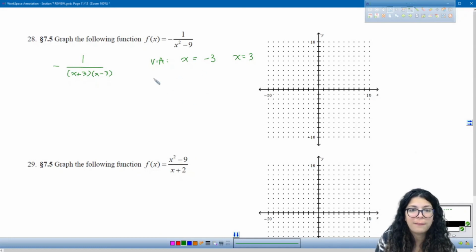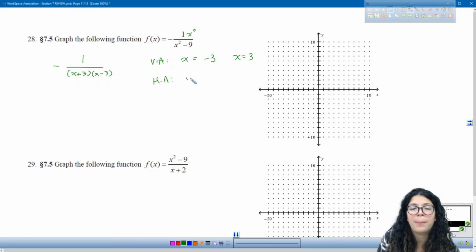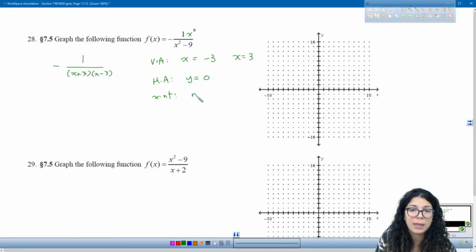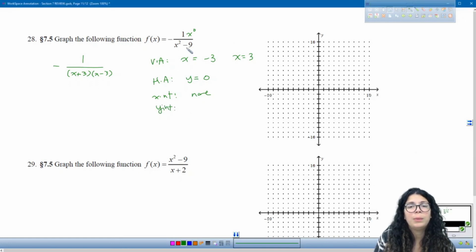Then we can go ahead and find the horizontal asymptote, which in this case, remember, if the degree is bigger on bottom, which this constant has a degree of 0, right? So the degree is bigger on bottom, the horizontal asymptote is y equals 0. Next, let's go ahead and find the x-intercept, which are any values that are going to make the numerator 0, which are none.